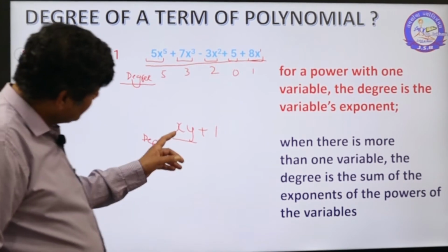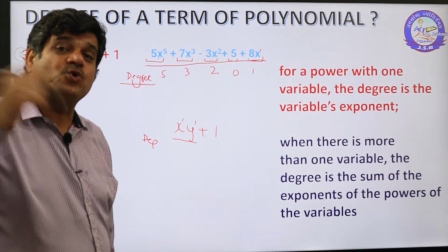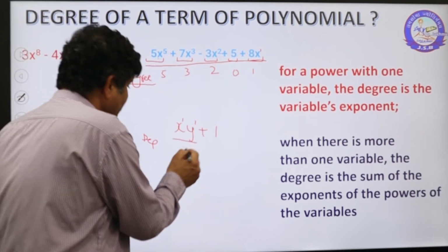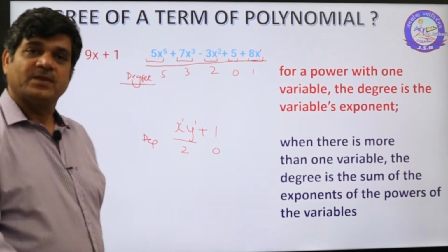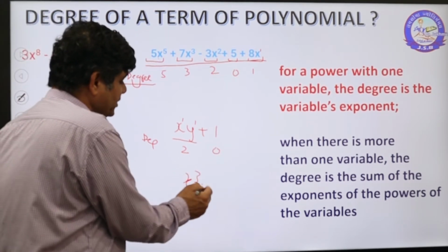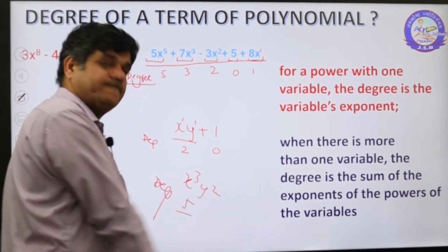Now there are two variables here, x and y. Its exponent is 1 and 1. Then you have to add those two exponents. So 1 plus 1 is 2. So its degree is 2. Its degree is 0. If I say this is a polynomial x to the power 3 y square, what is the degree of this? 3 plus 2, it's 5.